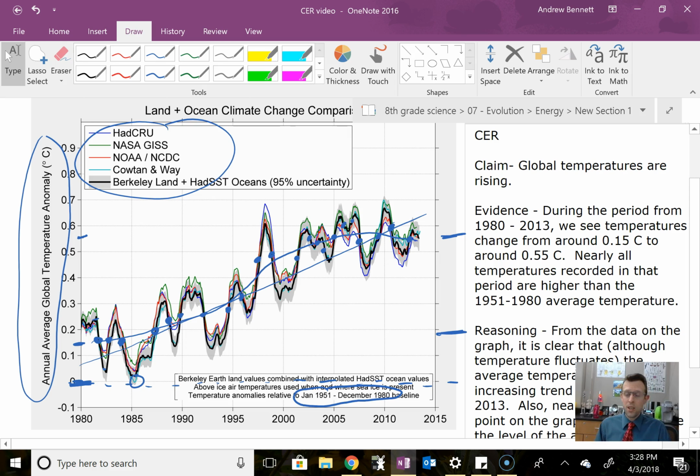So that's a CER. We're going to be doing these a few times throughout the rest of the year. This is a really important skill in all sciences, not just in your 8th grade science class, but you'll be seeing this in all your science classes going forward. And so it definitely is to your advantage to get good at these. We'll practice quite a bit.